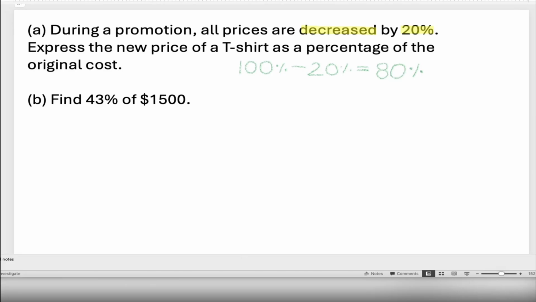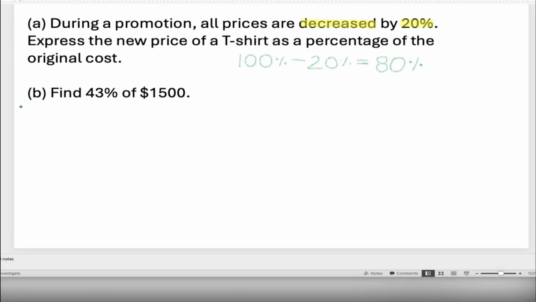Let's move on to question B. Find 43% of $1,500. Okay, so 43% is the same as 43 over 100. And now, if I want to work out what 43% of $1,500 is, I have to do the following. I have to say 43 over 100 multiplied by 1,500 over 1. Now remember, we are multiplying these two fractions, which means we will multiply the two numerators and the two denominators.